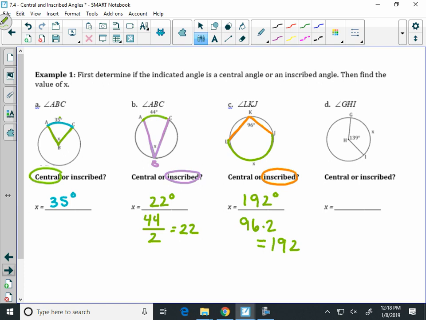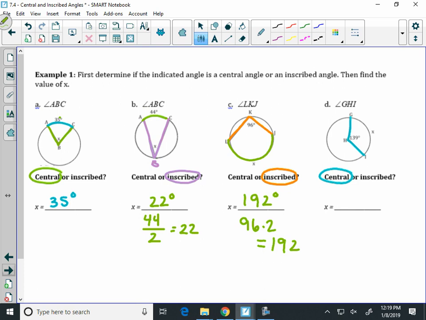And this last one here we have GHI. So from G to H to I, what kind of angle is that? Is it central or inscribed? Central. Vertex is on the center. It's central. What do we know about the relationship?